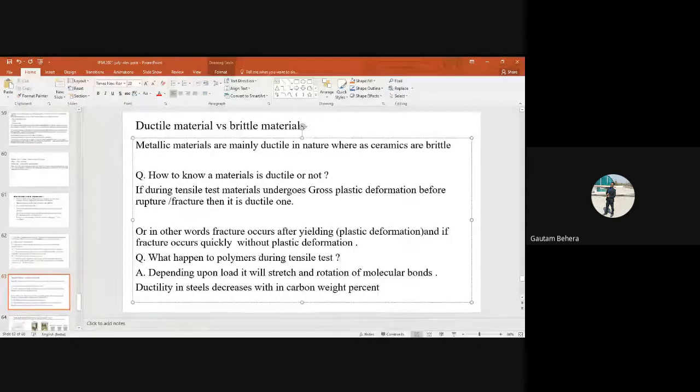What happens to polymer during tensile test? Basically, polymer elongates to a large extent. That is a very useful property of polymers. You can stretch it to a large extent.